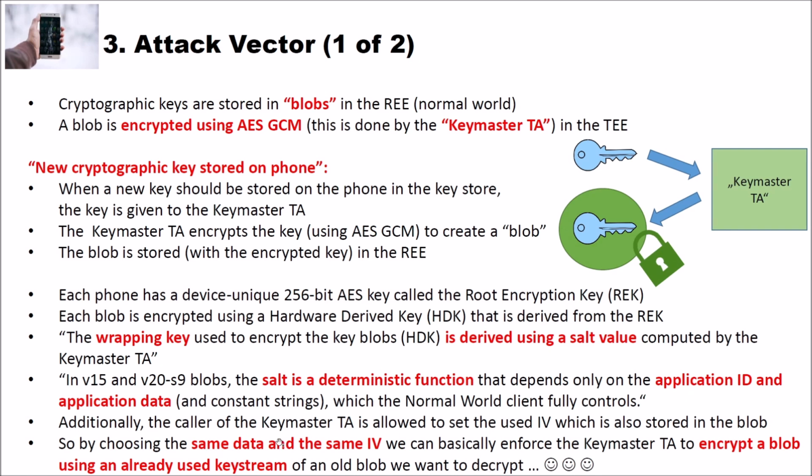And how does this work? So we have a blob, we don't know the key because it's encrypted inside the blob, but we know how it was encrypted. We know all the values that were given to the keymaster TA to derive the key for that blob, and we can control that. So how can we now decrypt this key here?